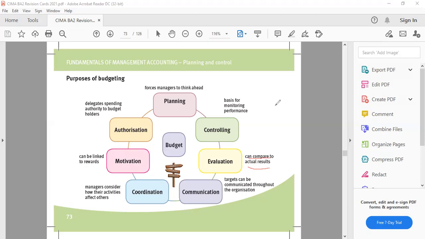Communication says targets can be communicated throughout the organization. Coordination says that managers consider how their activities affect others. So they understand what is needed, because everybody has to achieve the same organizational objective. So accommodating each other, they proceed further.